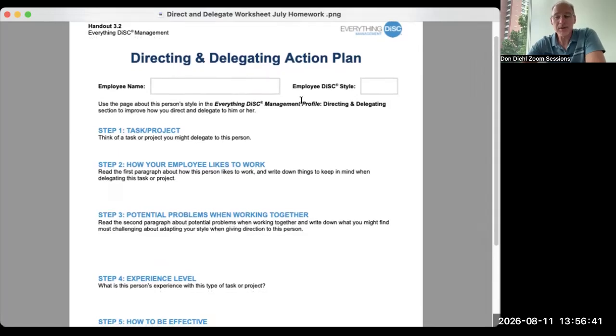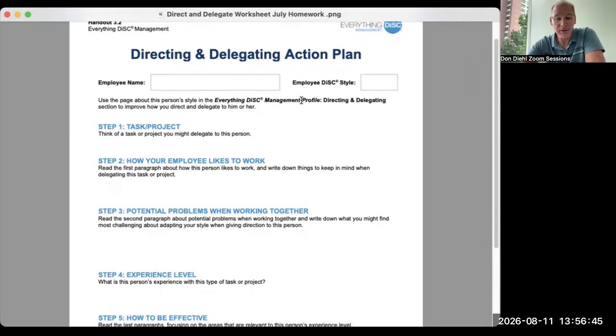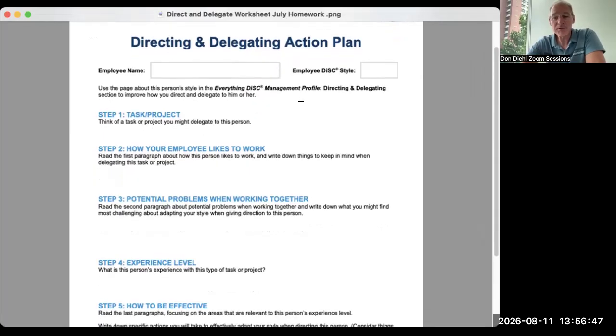The third question is, are there any potential problems in your working together? Do you look at things differently? That can be seen by the slide that we're going to show you in just a minute, which helps you to identify what their style is.